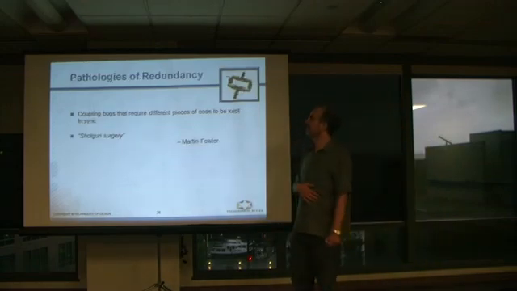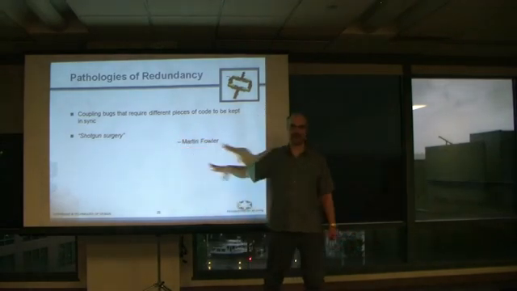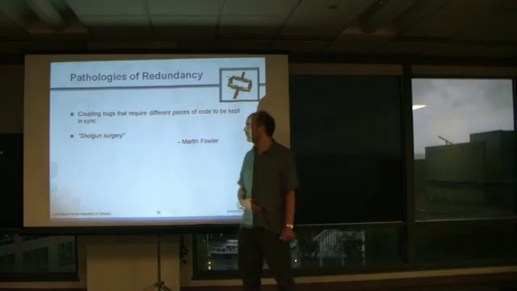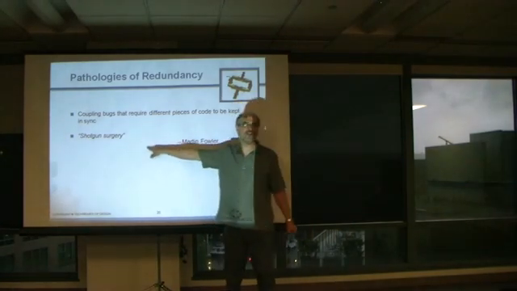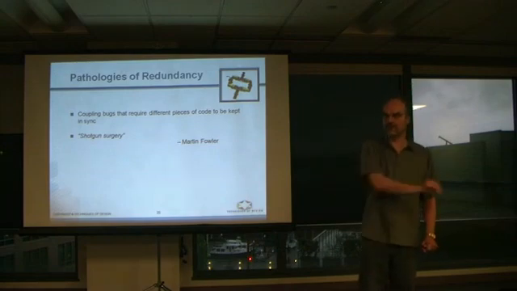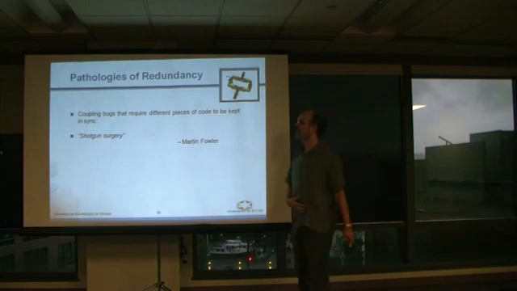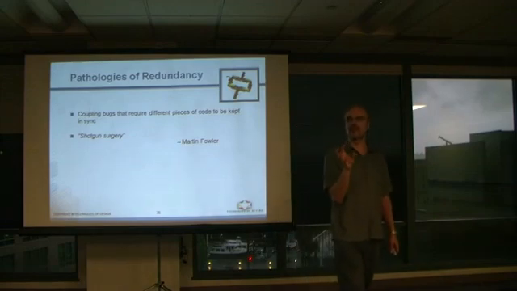Pathologies of redundancy. I love Martin Fowler in his book Refactoring, which is a great book. He talks about these smells, one of which he calls shotgun surgery. Shotgun surgery is where you have to make a change in here. That's clearly a pathology of redundancy. We want to have a single authoritative place for any business rule.